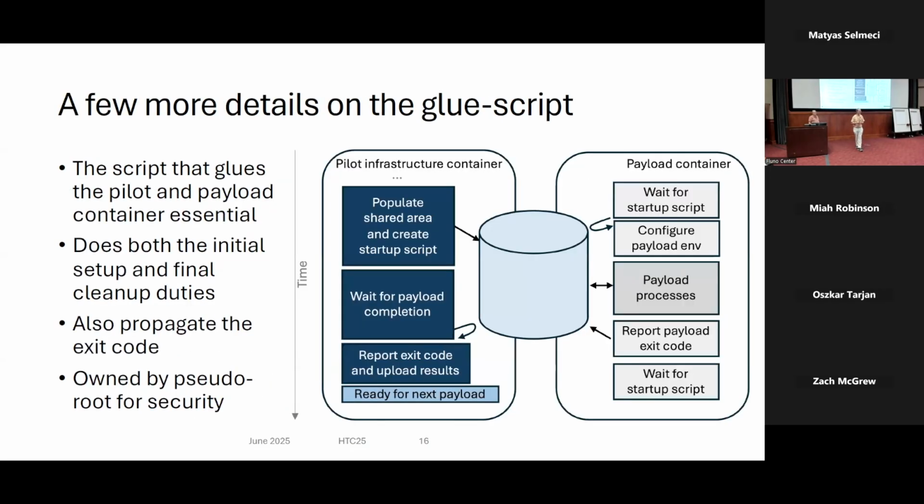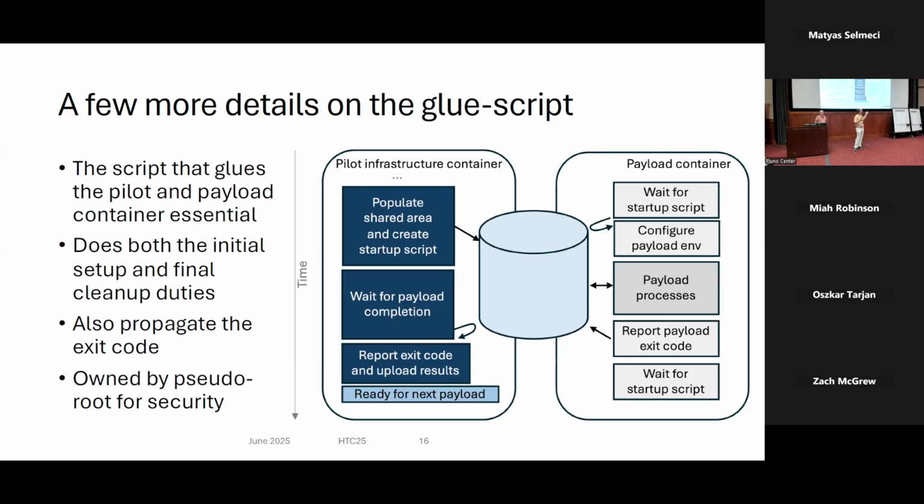A few more words about the glue script. As I said, it's important. So what does that glue script do? It really runs in the payload container. The pilot is doing other stuff, but the script is really all running on that side. And by default, it just starts up and does nothing. And while it does nothing, it's because it doesn't know what to do. The information has to come from the pilot side.